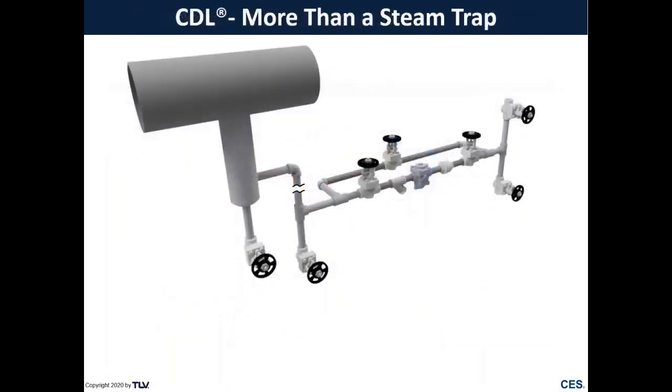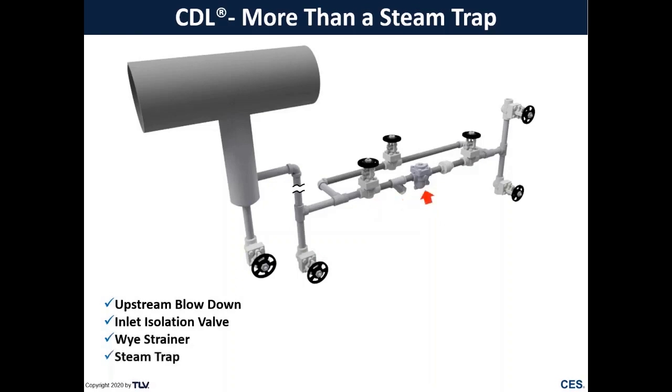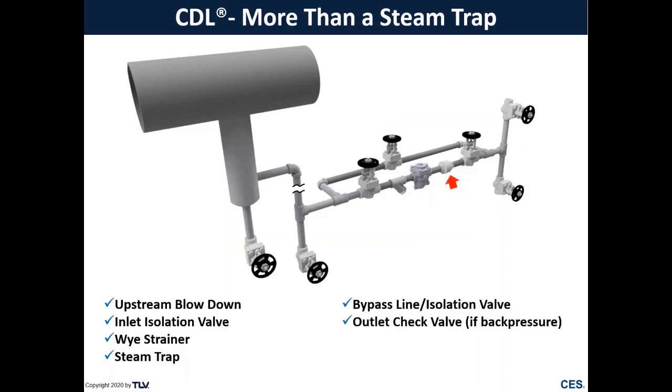So a CDL is much more than just a steam trap, and it may include some of these components, such as an upstream blowdown valve, inlet isolation valve, Y strainer to help protect that steam trap from dirt and debris. Of course, the steam trap. We may see a bypass line around that steam trap, a check valve if we're going into a condensate return header, an outlet isolation valve, and a downstream blowdown valve.